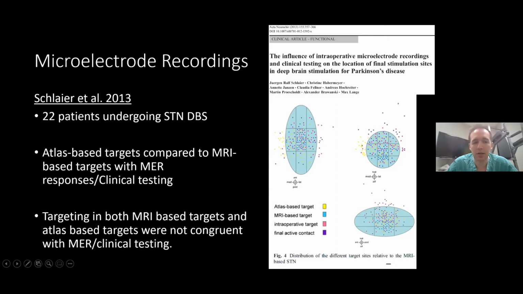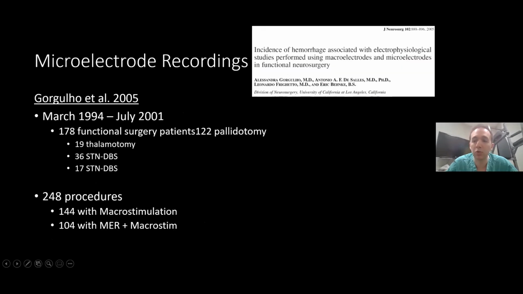And in many of these cases, the leads get moved based on the MER findings, not based on the imaging. Things have changed quite a bit because of the availability of the imaging, and the quality of the imaging has gotten a lot better over the years. So that's why a lot of people are pushing to get rid of MERs, because it does add time. And then also there are authors who reported issues with MERs.